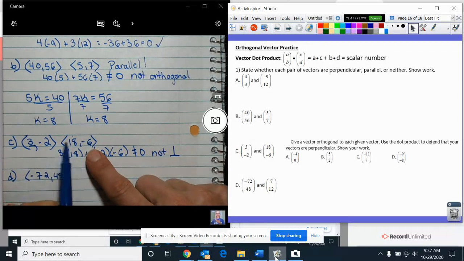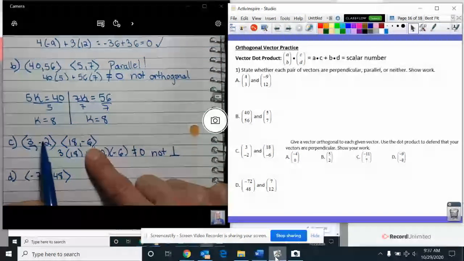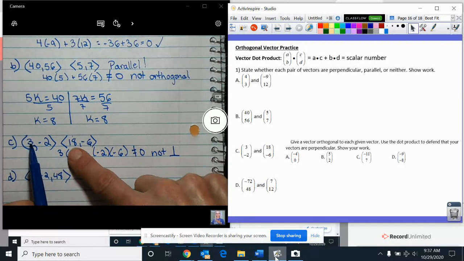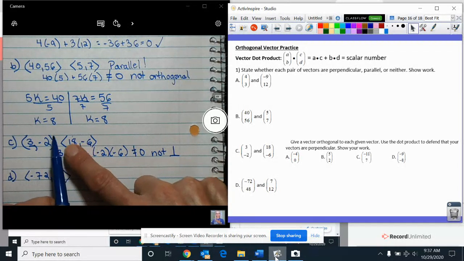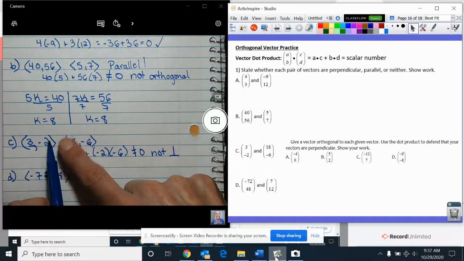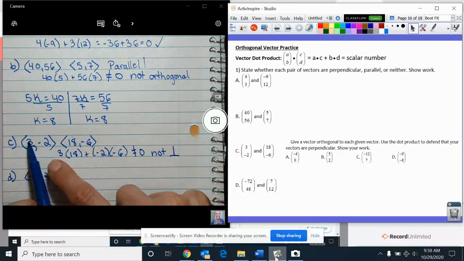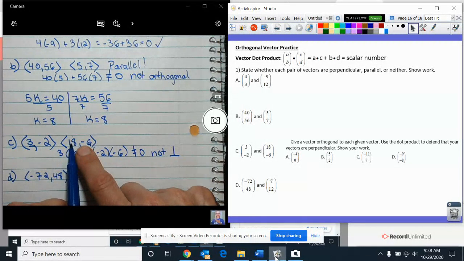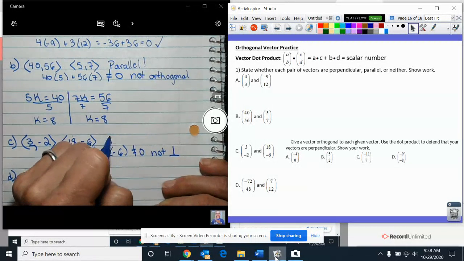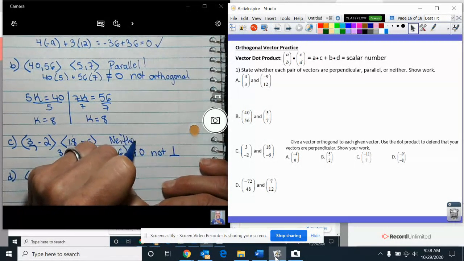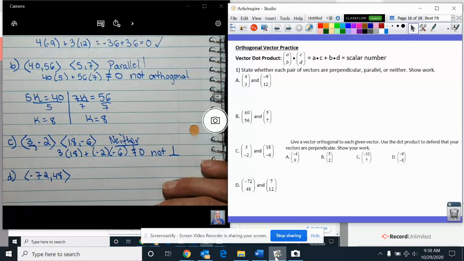Also think about what their relationship is. 3 times something gives us 18. -2 times 3 gives us -6, but 3 times 3 is 9, not 18. So this one would be a neither. Forgot to finish that piece.